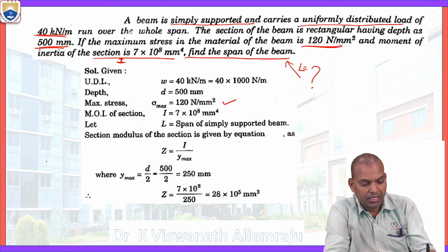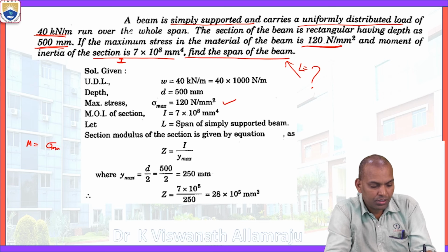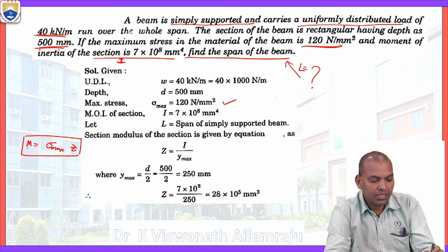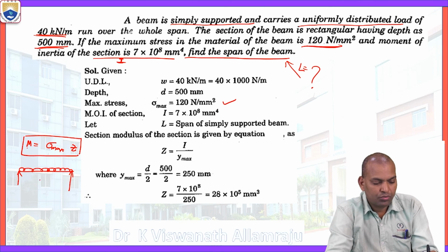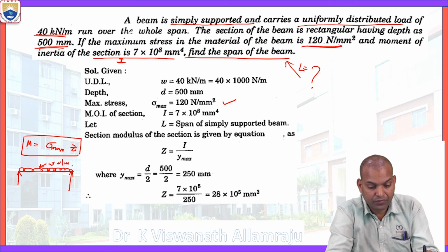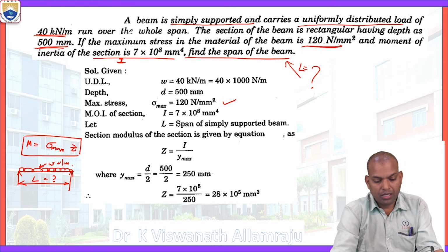So this L comes again. We have to use two formulas here. One formula is M equal to sigma maximum times section modulus Z. So in this, M is the moment of resistance when the beam is subjected to UDL throughout the span of the beam. W is in Newton per meter, that was given here, that is 40 kilonewton per meter. But we have to find out this length L. Okay, now let us begin.